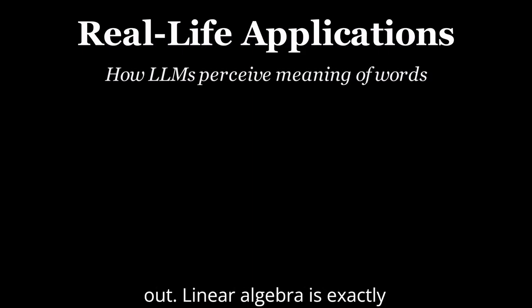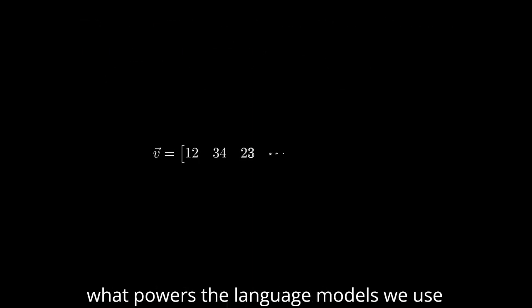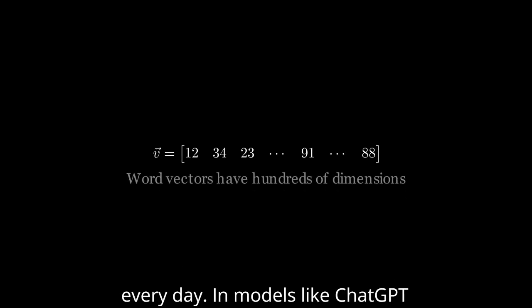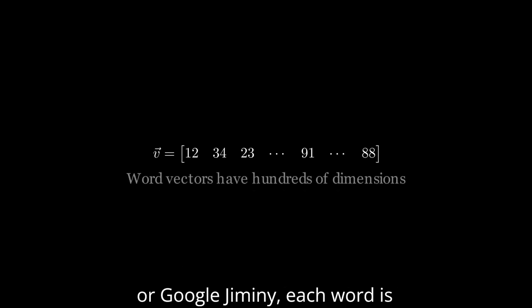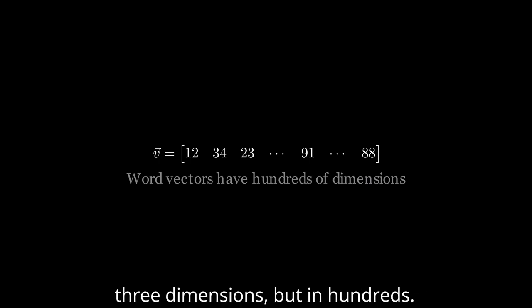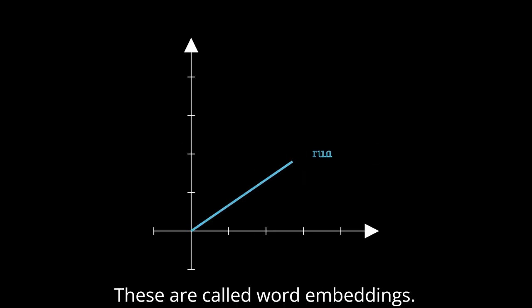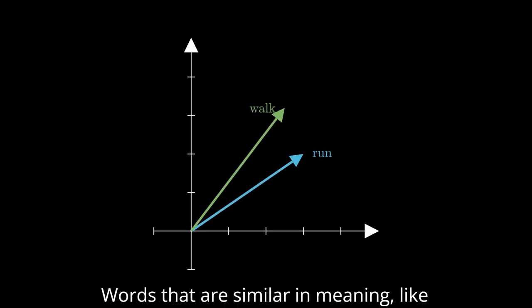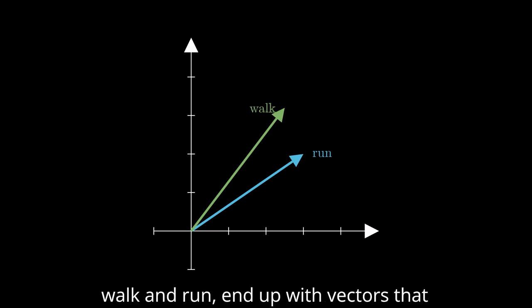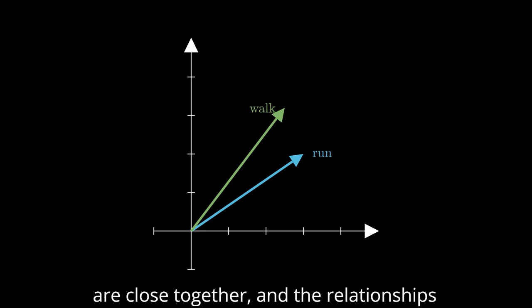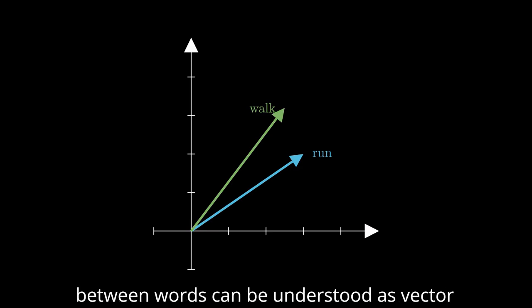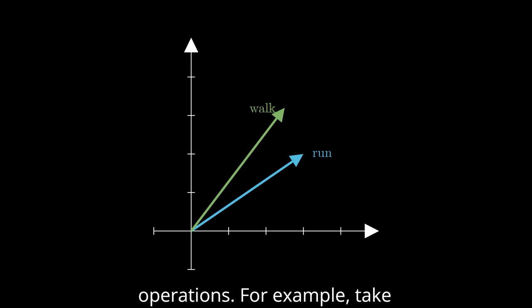Well, it turns out linear algebra is exactly what powers the language models we use every day. In models like ChatGPT or Google Gemini, each word is represented as a vector, not in 2 or 3 dimensions, but in hundreds. These are called word embeddings. Words that are similar in meaning, like walk and run, end up with vectors that are close together, and the relationships between words can be understood as vector operations.